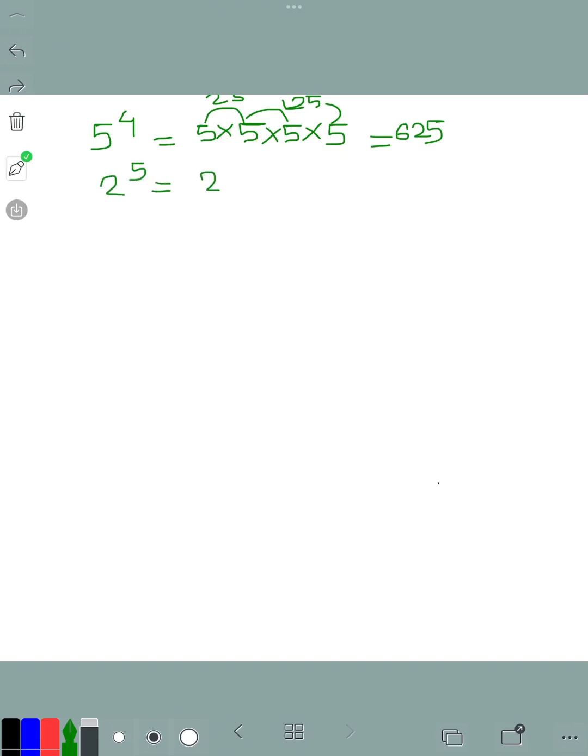2 to the power 5, that means we have to multiply 2 5 times, right. 2 into 2 into 2 into 2 into 2, right. So after multiplying 2 5 times, we get the answer as 32. Okay, now moving further, we'll see just similar questions right now.